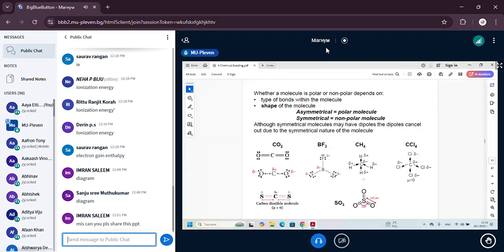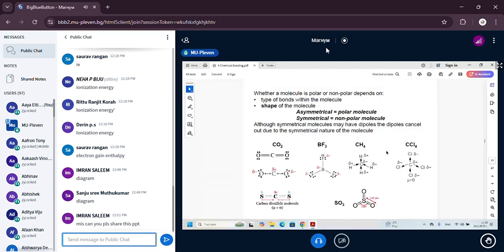We already talked about carbon dioxide. In carbon dioxide and in carbon disulfide, the shape is symmetrical. The atoms around the central atom are the same atoms. So carbon dioxide and carbon disulfide molecules are non-polar. Non-polar also is boron trifluoride, with the same atoms symmetrically distributed around boron.